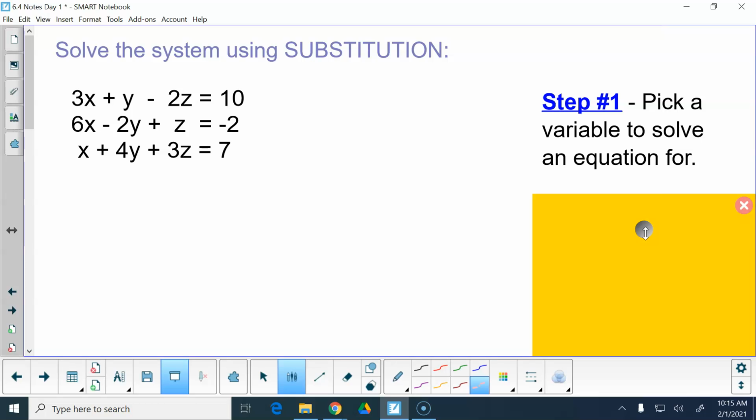Second equation for Z. Or what's the other smart choice? First equation for Y. Okay, so it doesn't matter which one we do. We can pick any of those. So Ms. Bailey said we're going to go the third equation for X.